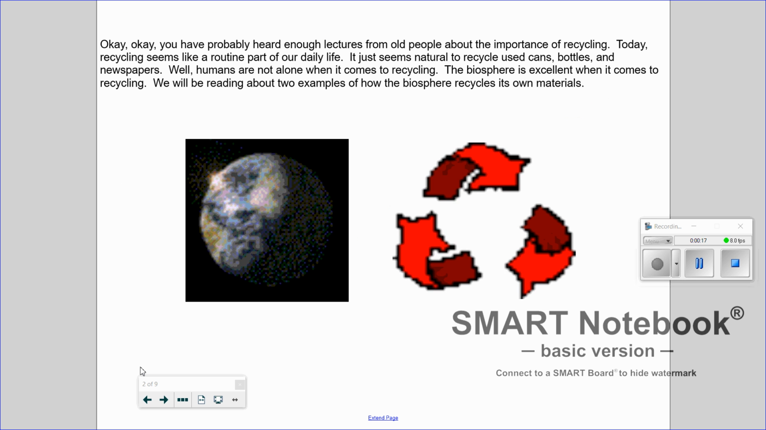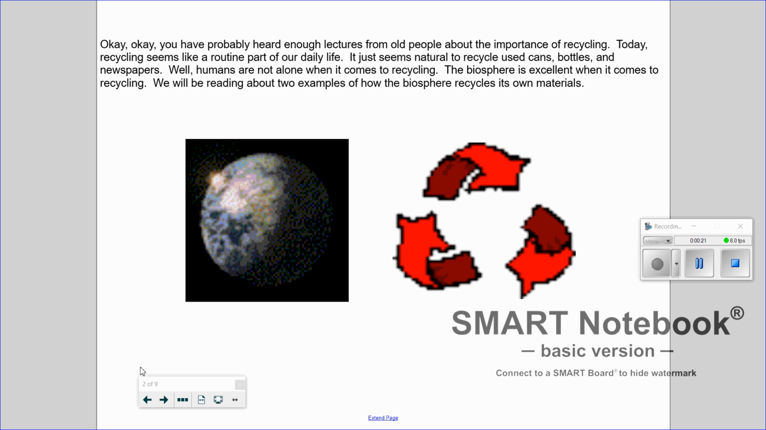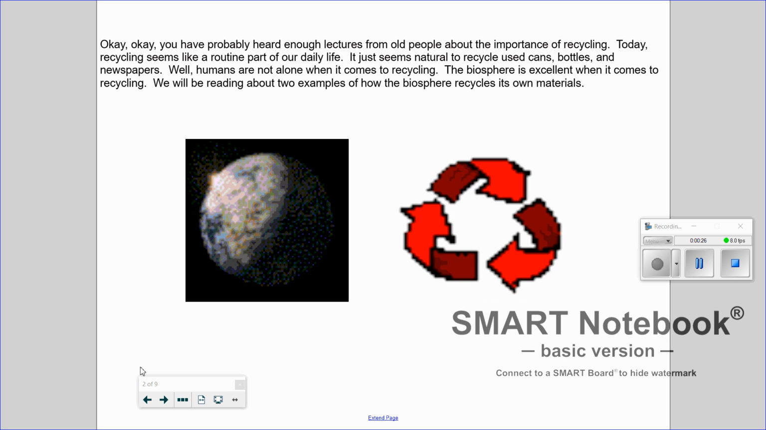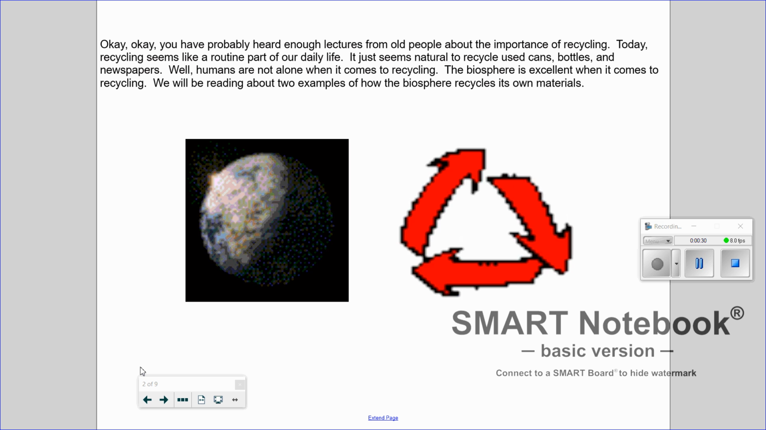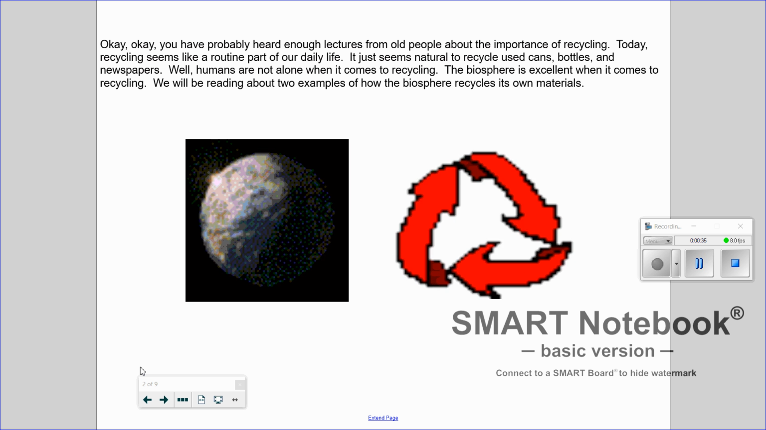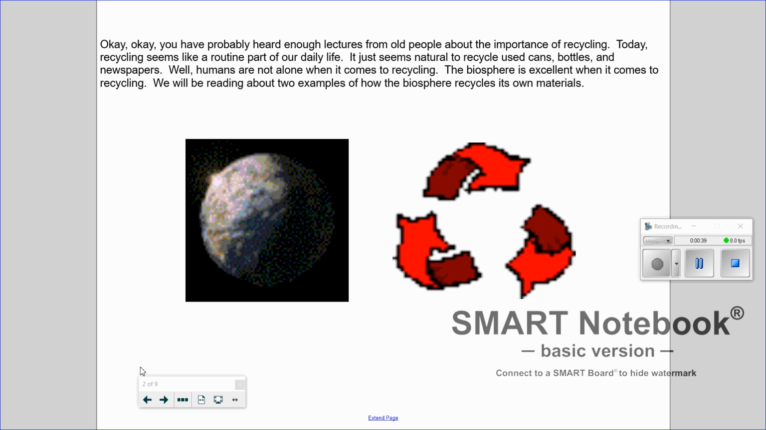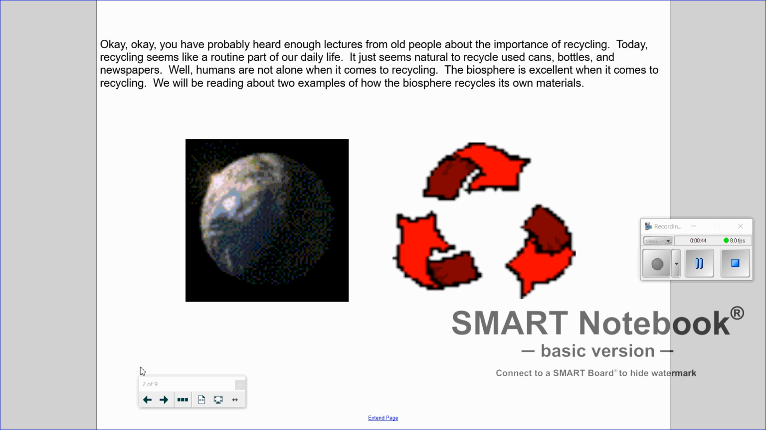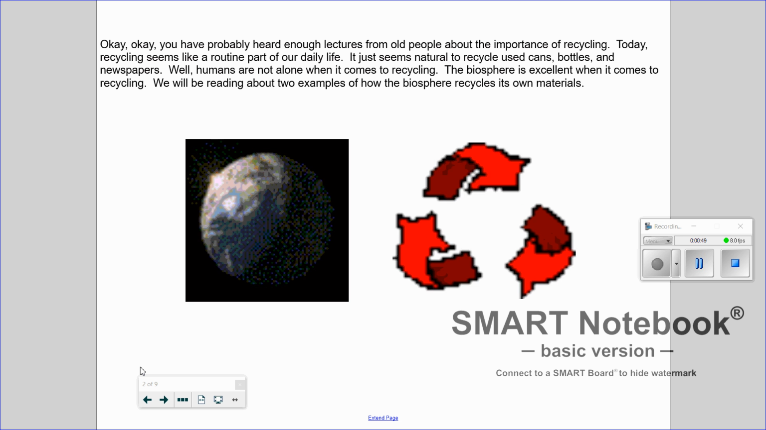Okay. You've probably heard enough lectures from old people about the importance of recycling. Today, recycling seems like a routine part of our daily life. It just seems natural to recycle used cans, bottles, and newspapers. Well, humans are not alone when it comes to recycling. The biosphere is excellent when it comes to recycling. We will be reading about two examples of how the biosphere recycles its own materials.